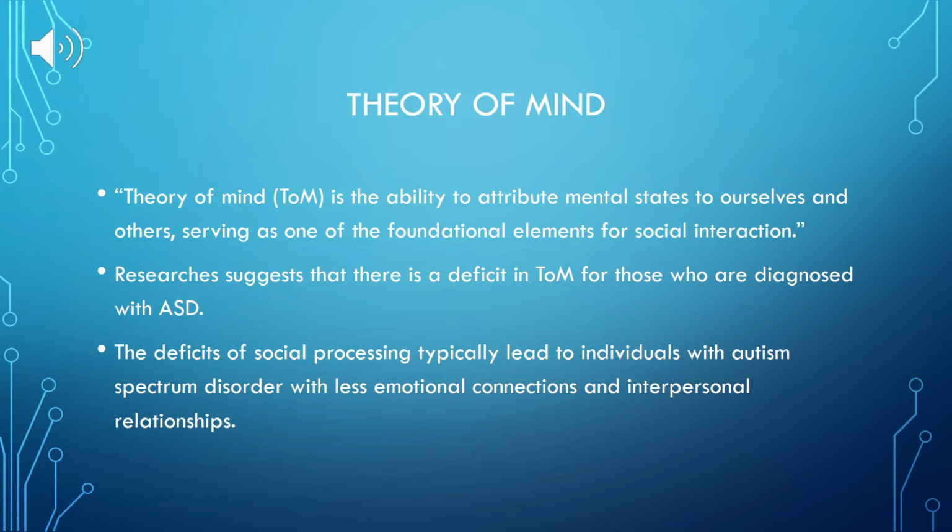While we are on the subject of mirror neurons, let's talk about the theory of mind. The theory of mind is the ability to attribute mental states to ourselves and others, serving as one of the foundational elements for social interactions. Research suggests that there is a correlation between the theory of mind and ASD. The deficits in this area of social processing can typically lead to less emotional connections and interpersonal relationships.